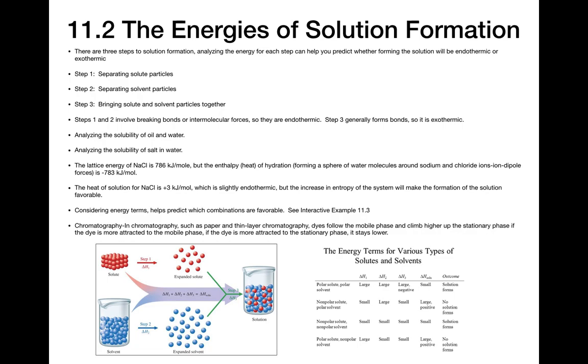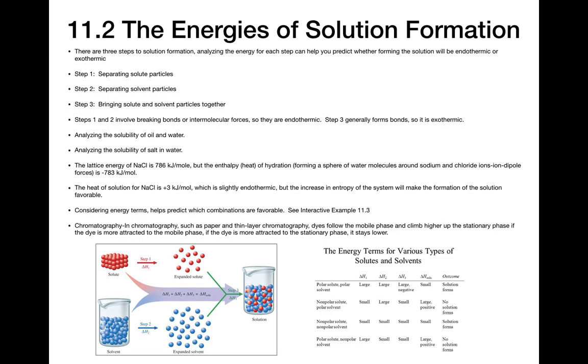Now, on the other hand, if we look at the solubility of salt in water, the solute has fairly large lattice energy to expand the solute. In the case of salt, that's about 786 kilojoules per mole. You also have to break the water molecules apart. However, breaking the water molecules apart combined with forming the ion dipole forces is about 783 kilojoules per mole exothermic. We say that is the heat of hydration. So the forming of the sphere of water molecules around the sodium and chloride ions. So when you put the two together, delta H2 and delta H3 together are about negative 783 kilojoules per mole.